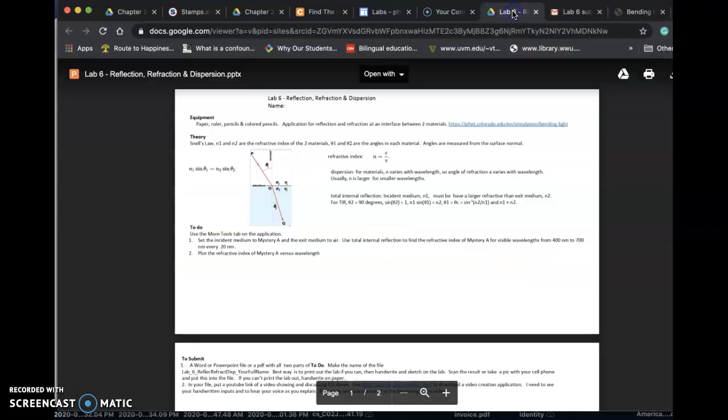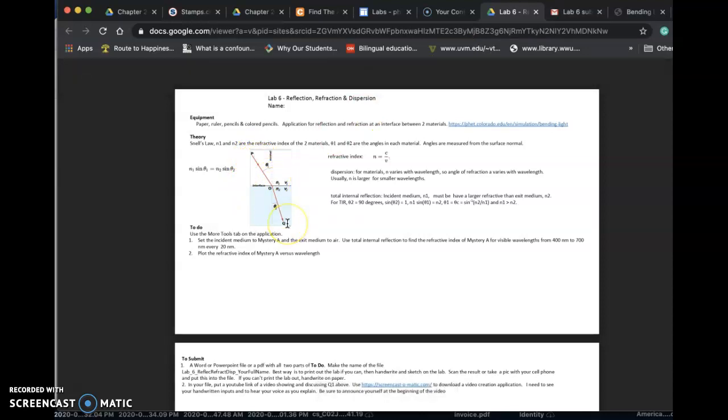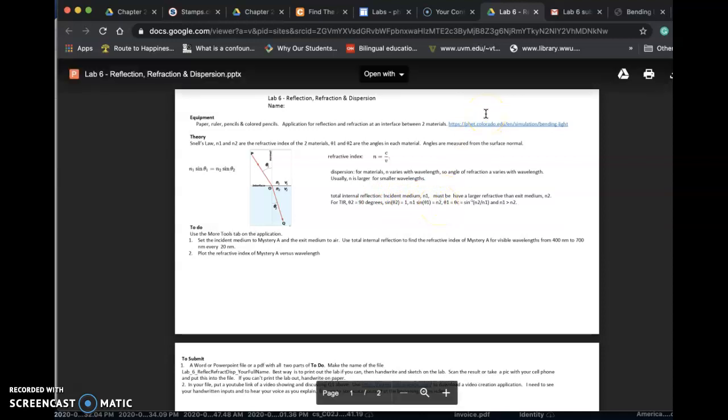Now, we're supposed to do this for all of the wavelengths between 400 nanometers and 700 nanometers, which is the visible spectrum of light. And to do this, as you can see from here, we have a normal line, and then theta 2 is the refracted angle. To get the total internal refraction, we set n1 times sine of theta 1 equals n2 times sine of theta 2.